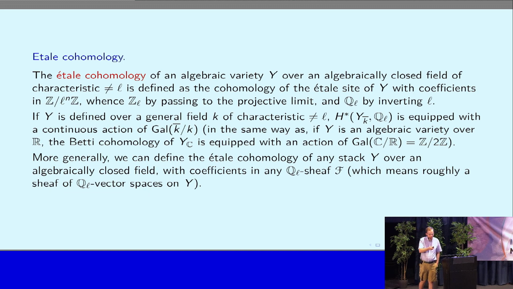This is very analogous to the situation where you have an algebraic variety over R, and the Betti cohomology of the variety over C is equipped with an action of Galois of C over R, the complex conjugation. So more generally, we can define the étale cohomology of any stack over an algebraically closed field with coefficients in any Q_ℓ sheaf F.